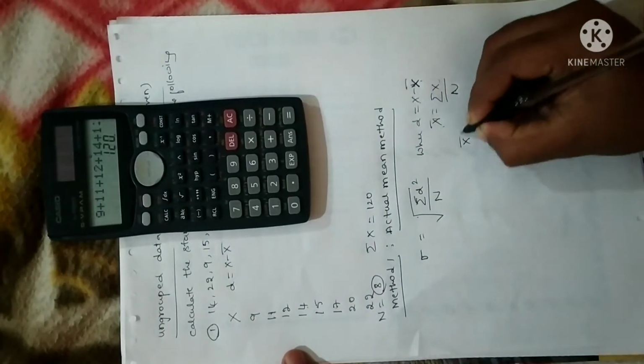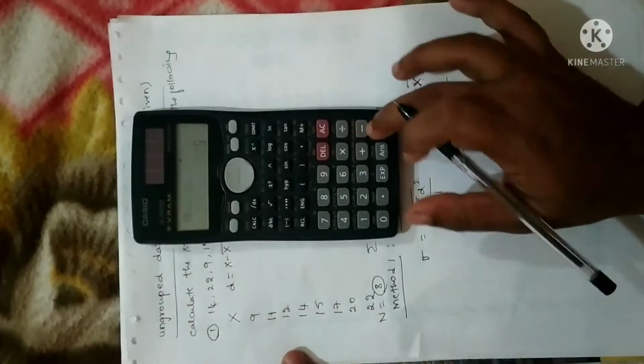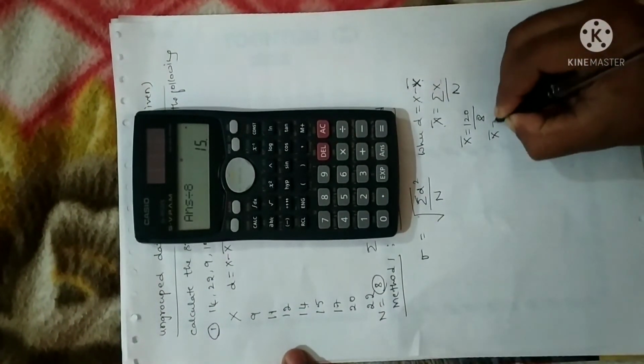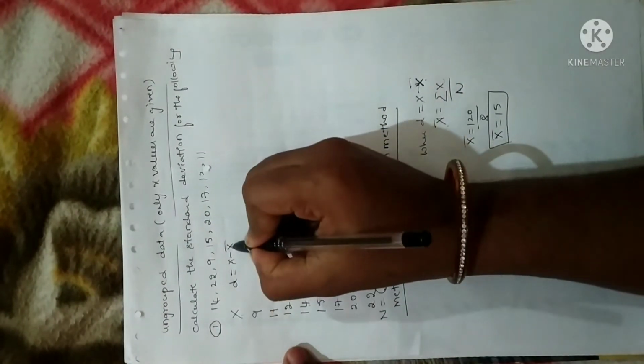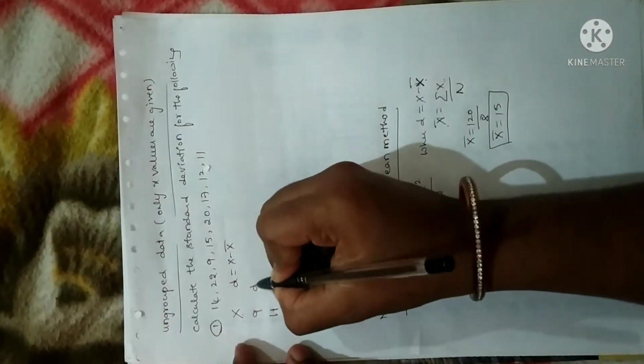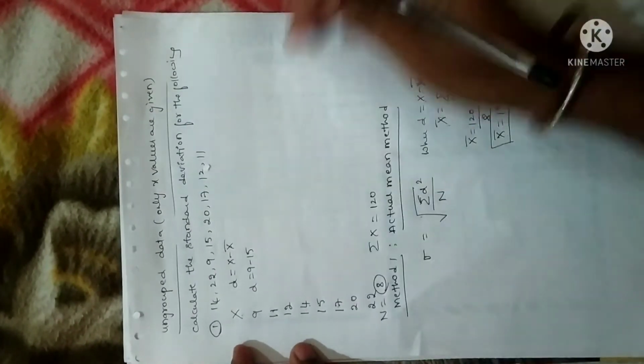Now I'm going to substitute. X bar is 120 divided by 8. So 120 divided by 8 will be 15. Therefore x bar value is 15. Now we have to subtract x values with 15. That is, I'll just write one step here. X value is 9, so 9 minus x bar, which is 15. 9 minus 15 you have to do.